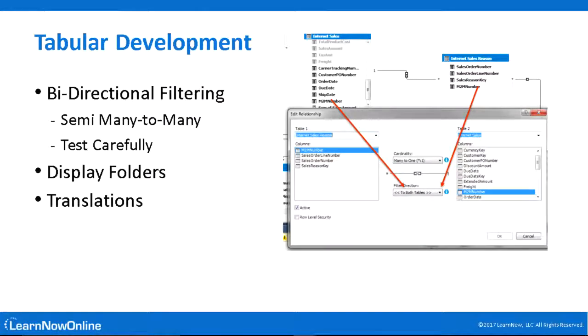Another big deal is translations, and this is for languages. You can now store translated metadata, but you have to create it yourself. The metadata in the model includes fields for culture, translated captions, and translated descriptions. To add the translations while you're editing a model, go to the Model menu and you'll see a translation command in SQL Server Data Tools.